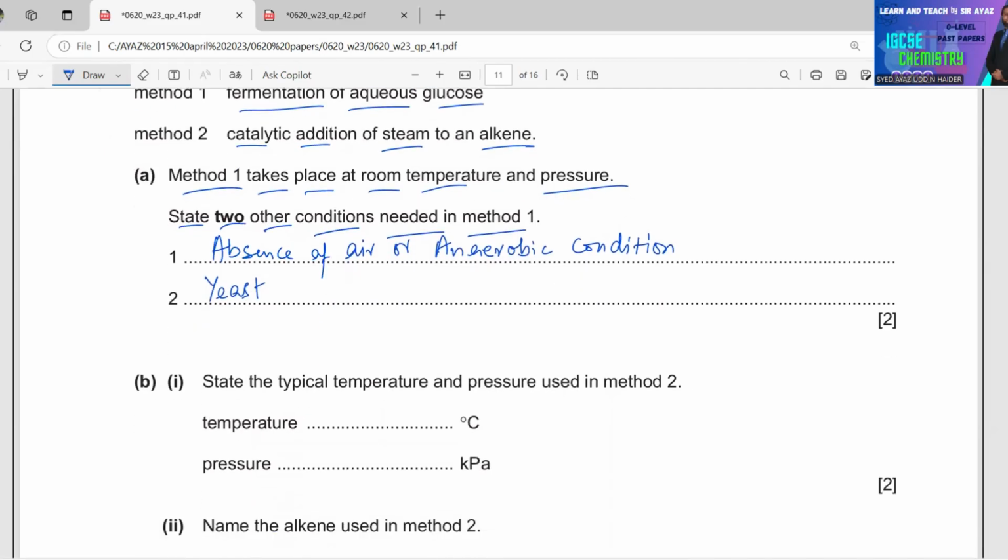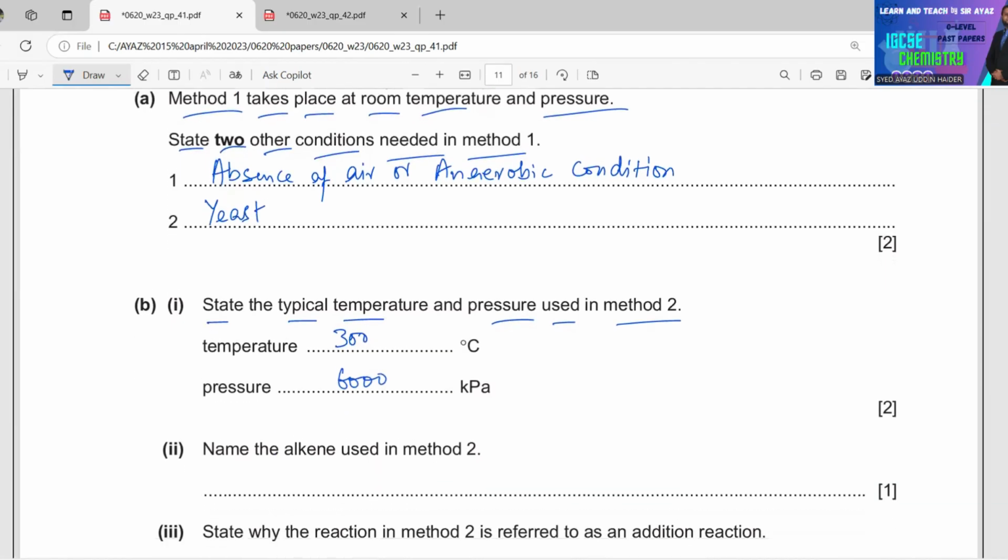Part B. State the typical temperature and pressure used in method 2. Method 2 is industrial. The temperature is 300 degrees centigrade and pressure is 6000 kilopascal. Something which you have to learn.